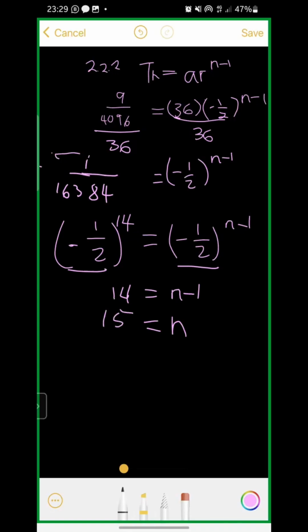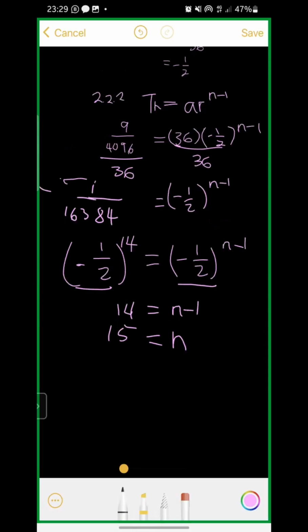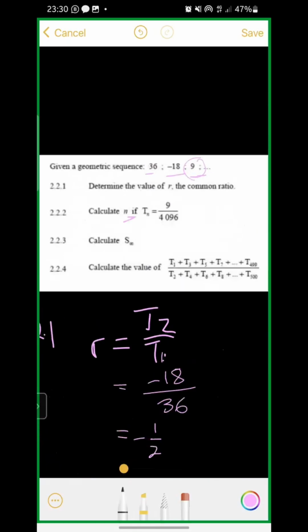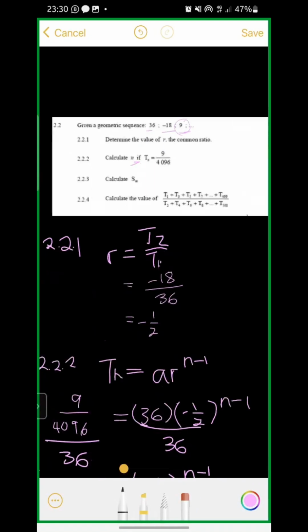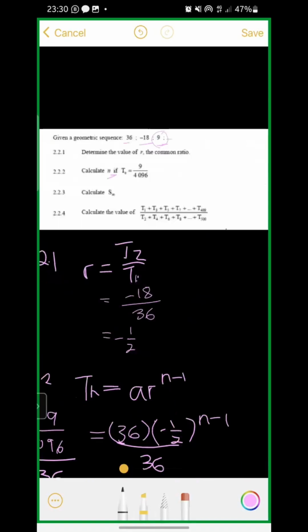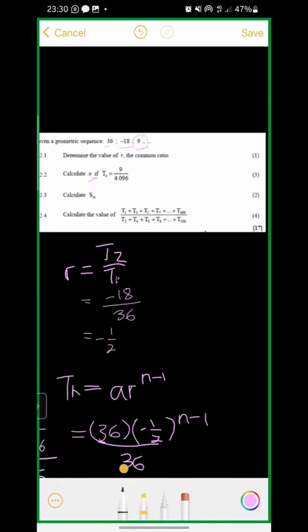Do we understand, guys, how we write this? I hope we are following, right? And after that, when we want to calculate the sum to infinity, we have our value of r and we have a, right?